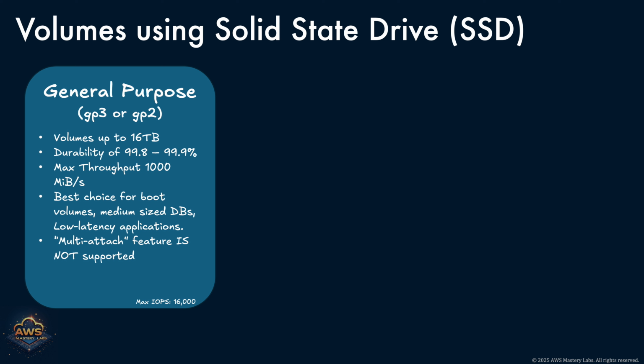Both GP2 and GP3 volumes are designed for durability and low latency, and they integrate seamlessly with EC2, making them ideal choices for general-purpose workloads like boot volumes, application servers, and medium-sized databases.